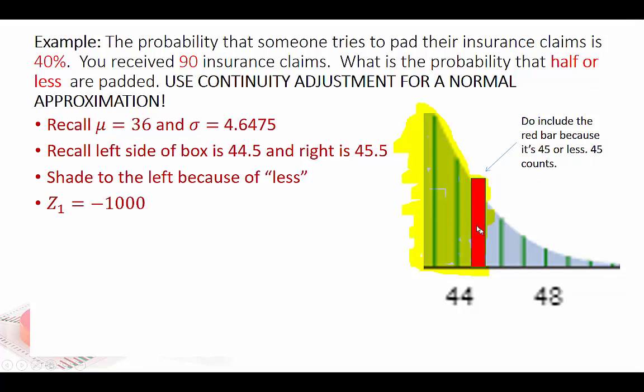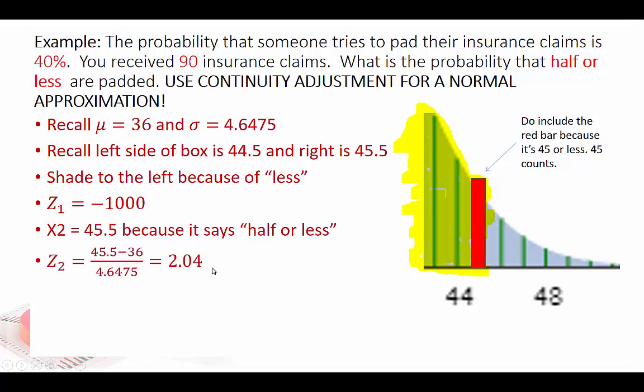Now, if I had said "less," I would have started at 44.5. But since I said "half or less," I actually want to include the red box, so I'm going to use 44.5. So get my z-score, which is 2.04. I've already calculated it. Do my normal CDF, which is 0.9793 after I do that.